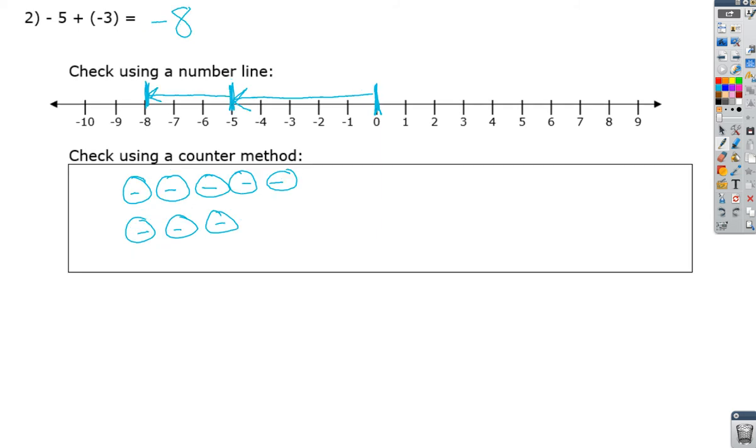Okay, let's talk about number 2. We have negative 5 plus negative 3. The signs are the same. They're both negative, so we'll add and keep our sign. So 5 plus 3 is 8, and our sign is negative, so we have negative 8 as our answer.